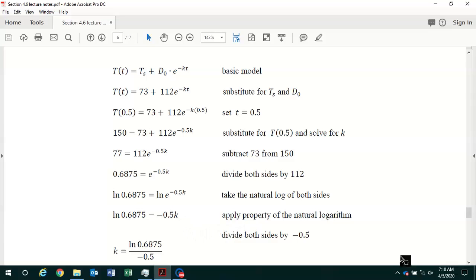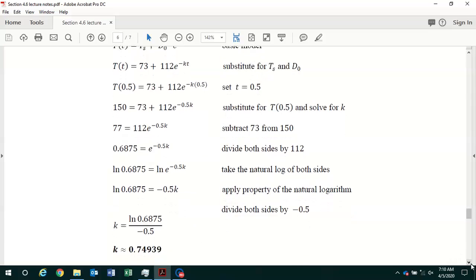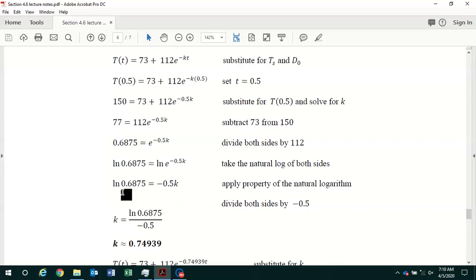Now we're solving for k. The next step is to divide both sides of this equation by minus 0.5. When we switch the two sides, we have the natural log of 0.6875 divided by minus 0.5, which is equal to k. Using your calculator, this numerator divided by the denominator to 5 decimal places is equal to 0.74939. Rounded to 5 decimal places, k is equal to 0.74939.